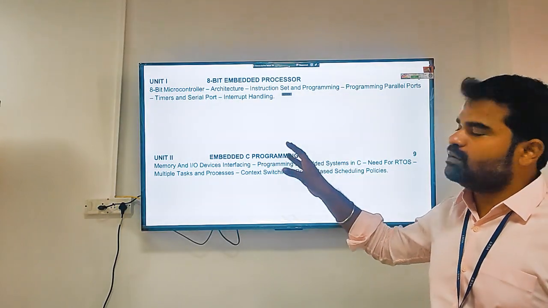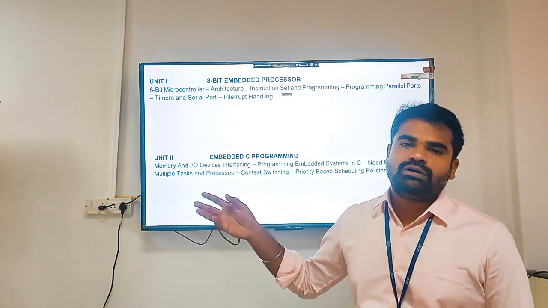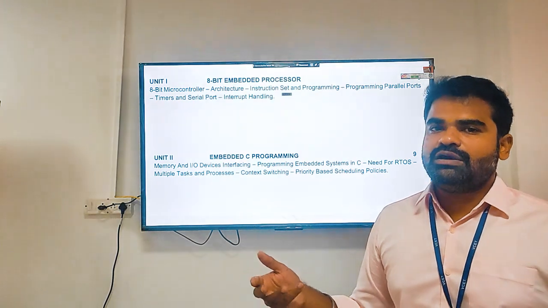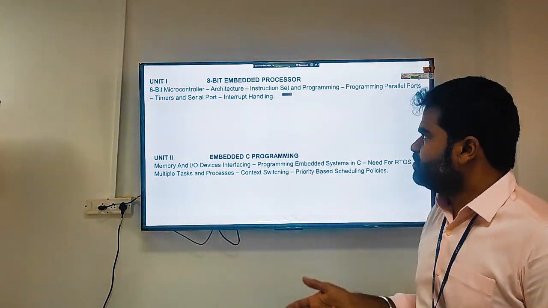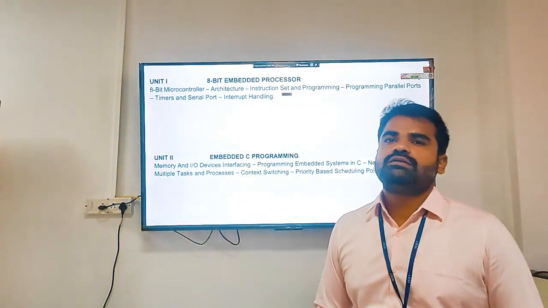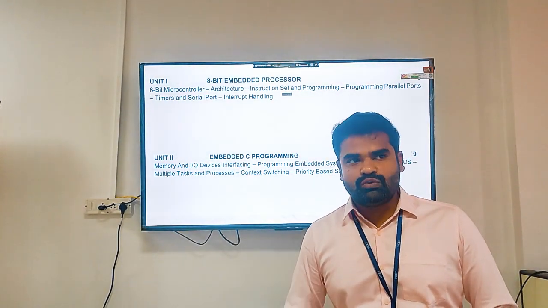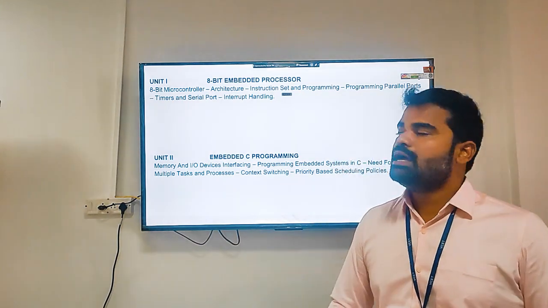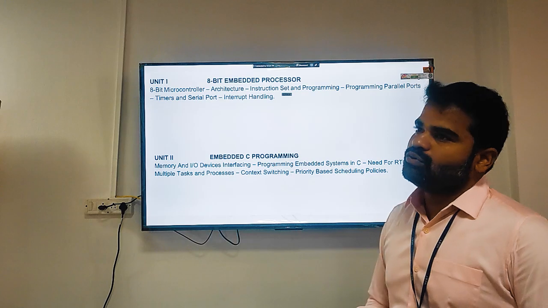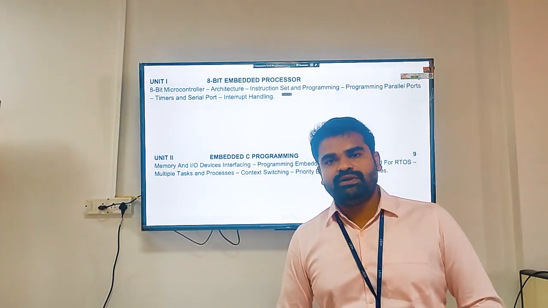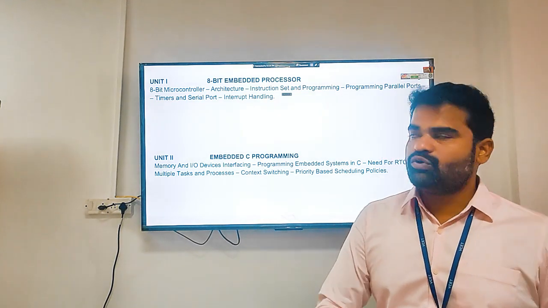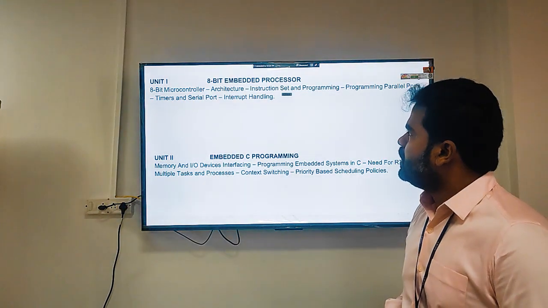Here we are going to see the basic difference between a microcontroller and a microprocessor, and where these are used, the basic differences. Then in the instruction set we are going to see what type of instructions the microcontroller and the microprocessor use, followed by programming structures and parallel ports. Basically we want to know the difference between a parallel port and a serial port, which are used in the microcontroller and microprocessor. After that, interrupt handling.